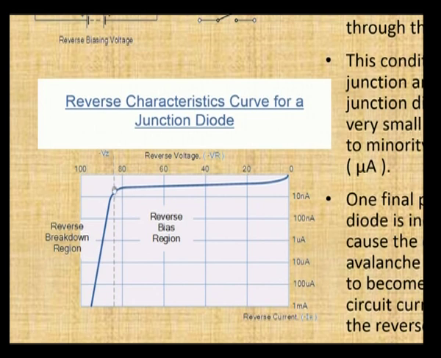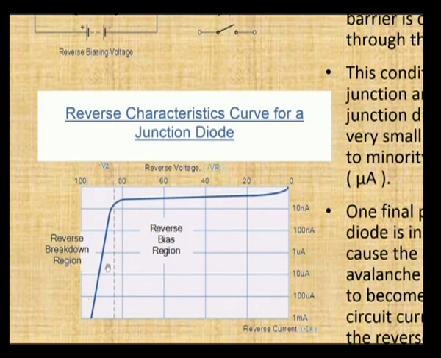Observe the graph: when the external voltage we give is sufficiently high, there will be an increase in the current. This is called the breakdown region, because due to the breakdown of the depletion region there will be a short circuit in the circuit and the current will flow. This is called reverse bias current.